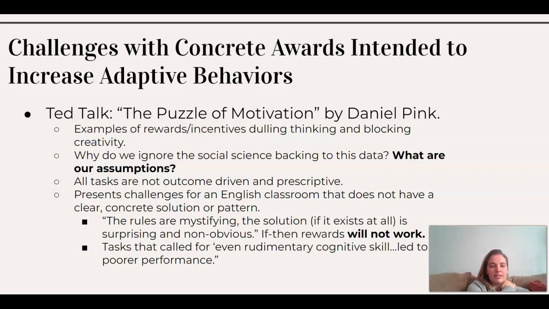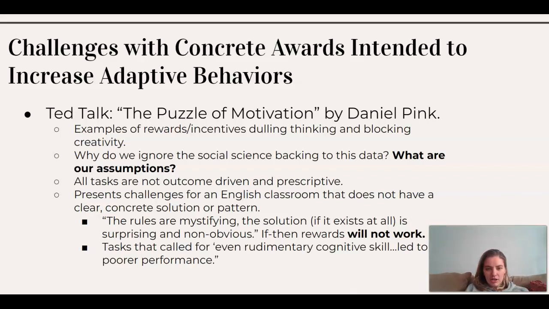I think it's really important to talk about how all tasks are not outcome driven and prescriptive. So in my classroom, the essay isn't the most important piece. It's the revision process. It's the small assignments that I give out that accumulate into an essay that are perhaps the most formative piece of the entire assignment or unit.